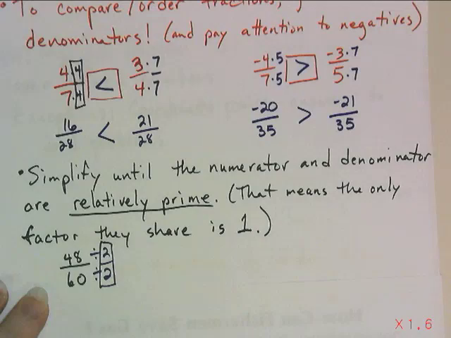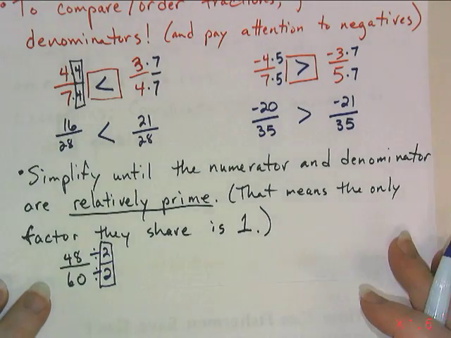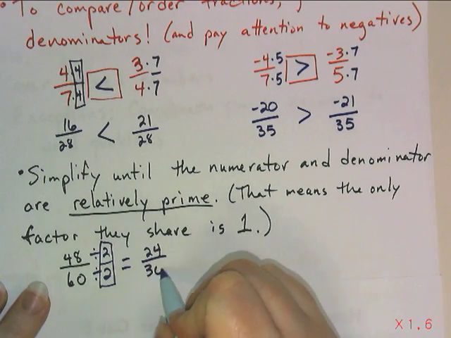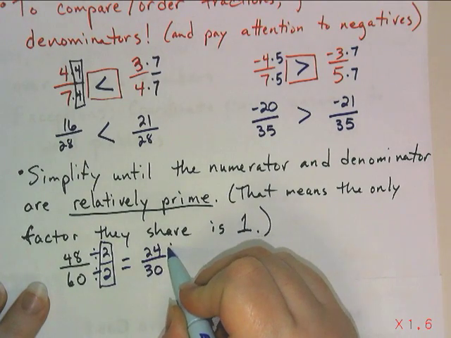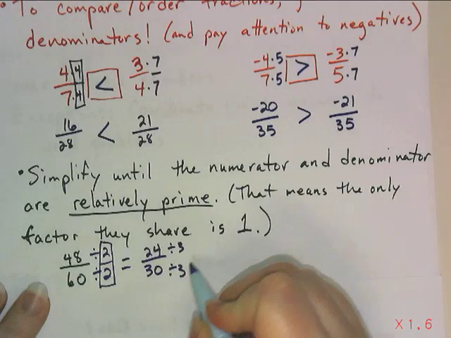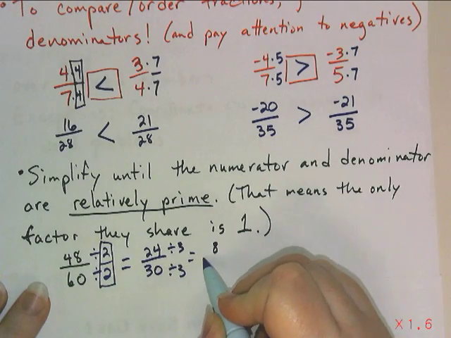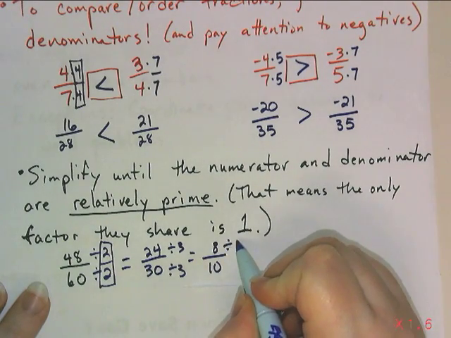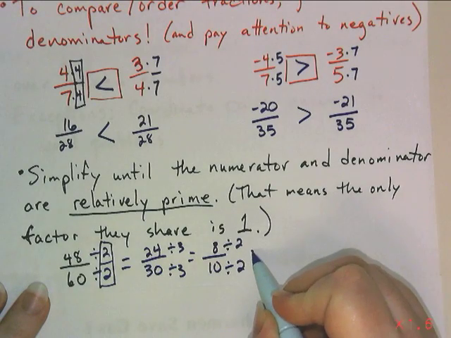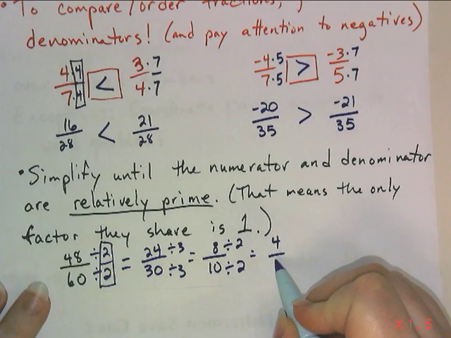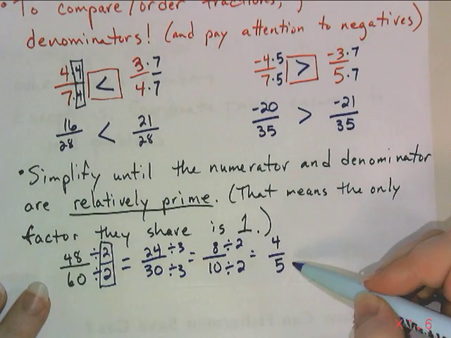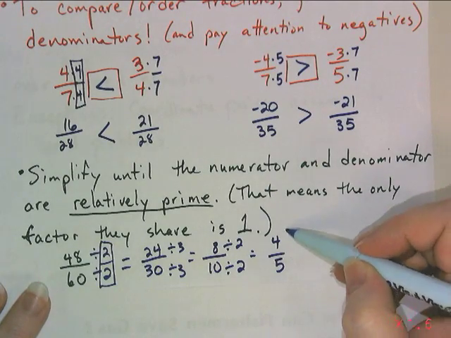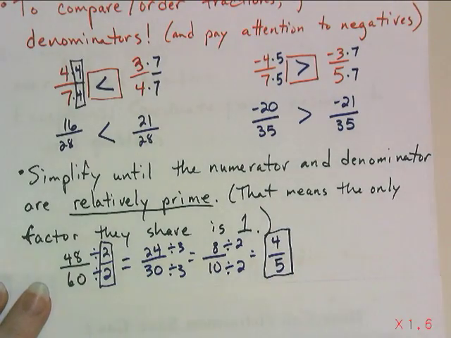I notice they're both even, so I'm going to reduce both by 2, because again, that's just a form of the number 1. I can divide by 1, and that's not changing the value. So that would give me 24/30. Maybe now you can recognize, oh, these are both divisible by 3, and that gives me 8/10. I see that they still have a factor in common. In this case, again, they're both even, so I can divide them both by 2, and I get 4/5. 4 and 5 are relatively prime. The only factor they have in common is a 1.